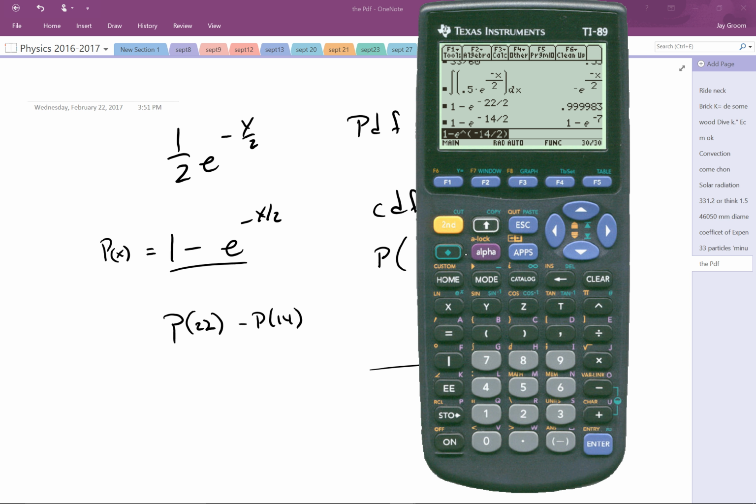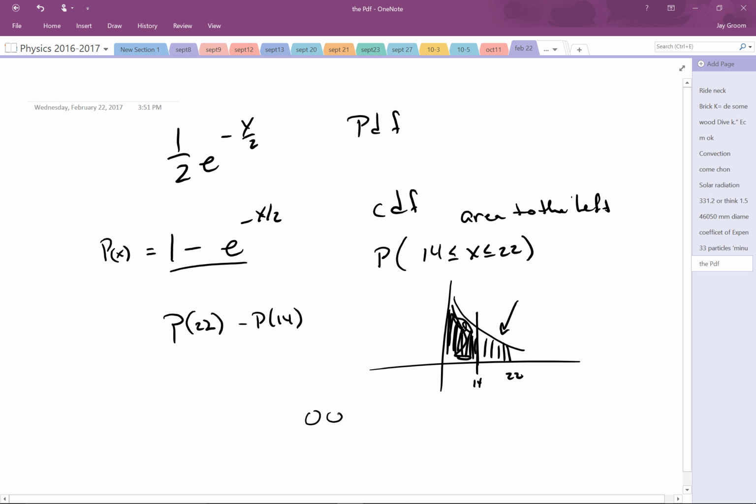And so what I'm going to do is go up here and grab this guy minus this guy. It says about 0.000895. That's the probability between there and there.